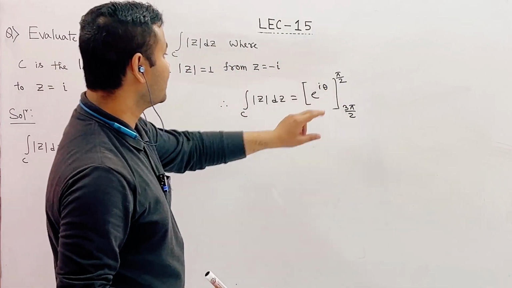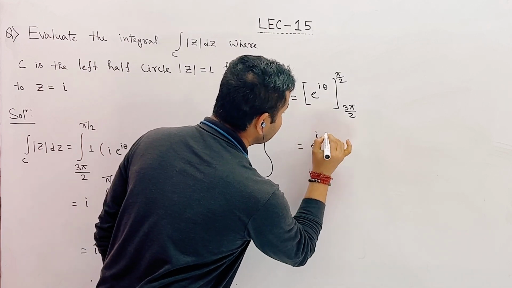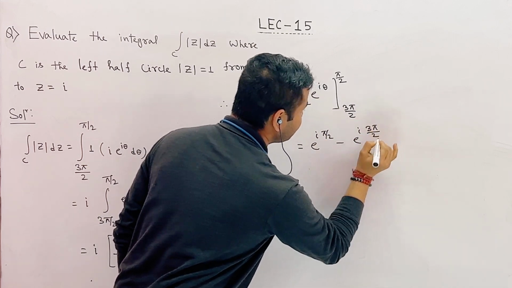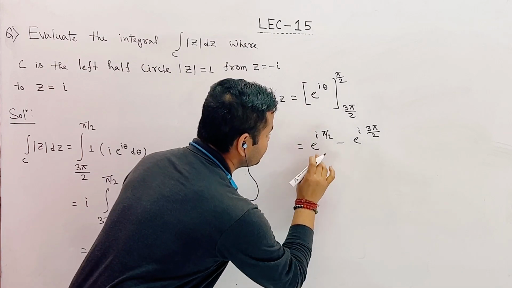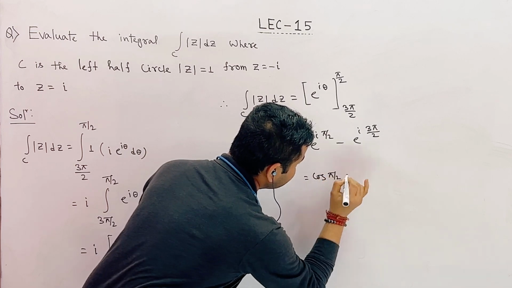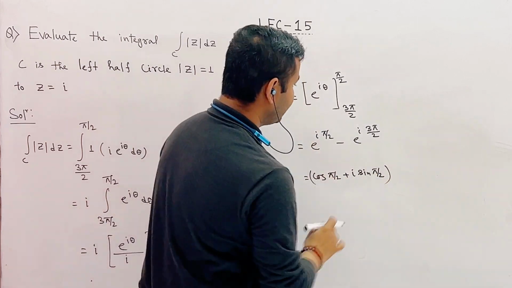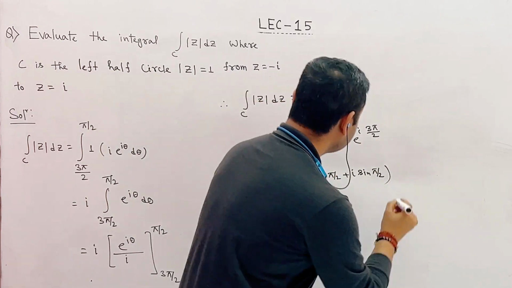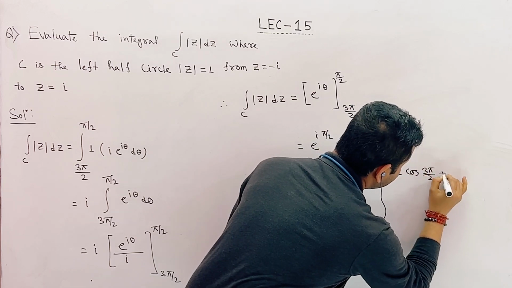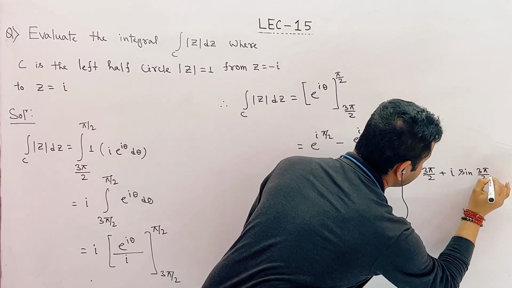Now let us put the limits. So after putting the limits, we will get e to the power iota pi by 2 minus e to the power iota 3 pi by 2. Now apply de Moivre's theorem. So e to the power iota pi by 2 can be written as cos pi by 2 plus iota sin pi by 2. Again, e to the power iota 3 pi by 2 can be written as cos 3 pi by 2 plus iota sin 3 pi by 2.